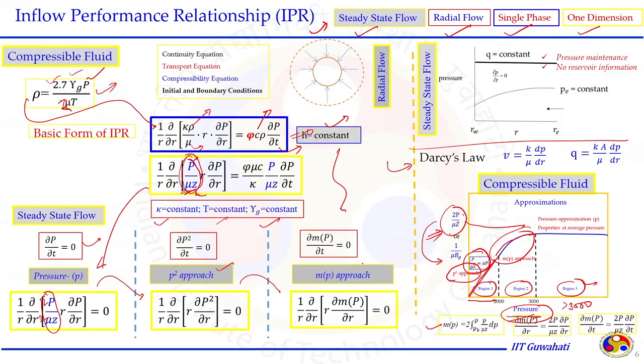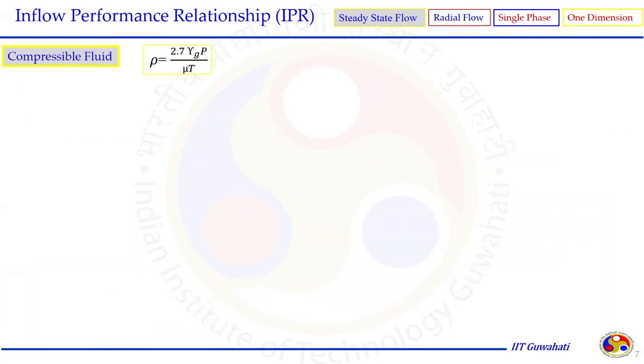So the simplest forms could be P and P square, but the more complicated form, the del MP form, or just the MP form I can say, is more accurate, and it is going to account for the changes happening in the properties of the fluid with respect to pressure in the form of a lumped parameter, that is 2P over mu Z, and that is by the definition of this MP parameter. So let's continue with our compressible fluid.